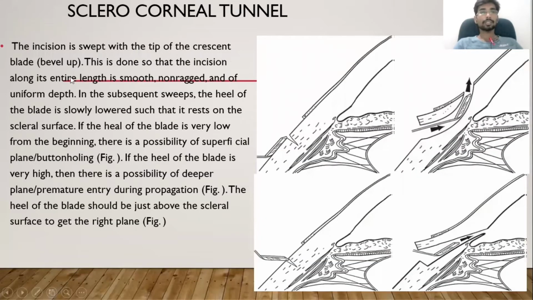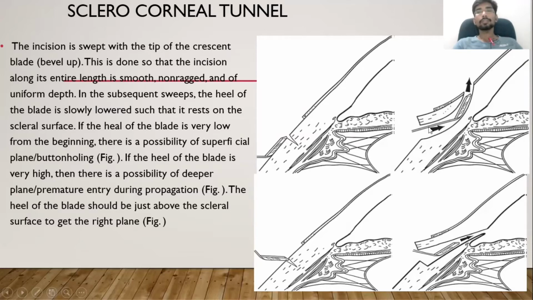Next is the sclerocorneal tunnel. The incision is swept with the tip of the crescent blade beveled up. This is done so that the incision along its entire length is smooth, non-ragged and of uniform depth. In the subsequent sweeps, the heel of the blade is slowly lowered such that it rests on the scleral surface. If the heel of the blade is very low from the beginning, there is a possibility of superficial planar buttonholing. If the heel of the blade is very high, then there is a possibility of deeper planar premature entry during propagation. So the heel of the blade should be just above the scleral surface to get the right plane, resting on the scleral surface.